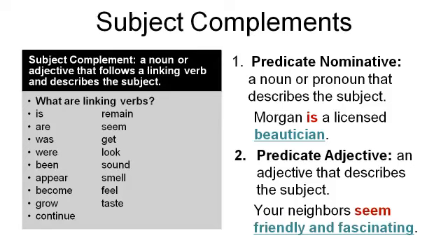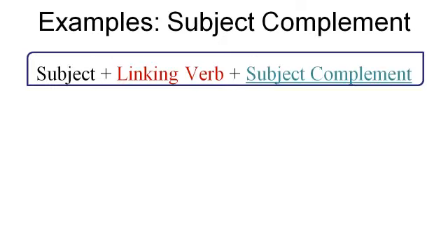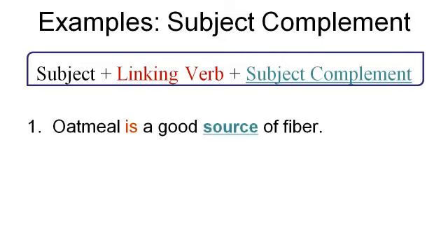Why? Because they are adjectives that appear after the verb, after the linking verb, which is the predicate part of the sentence. Okay, let's take a look at some examples of subject complements. Notice the pattern. Subject, then you have a linking verb, then you have the subject complement. Oatmeal is a good source of fiber. The subject is oatmeal. Is the linking verb. Source is the subject complement, referring back to oatmeal. What is a good source of fiber? Oatmeal.